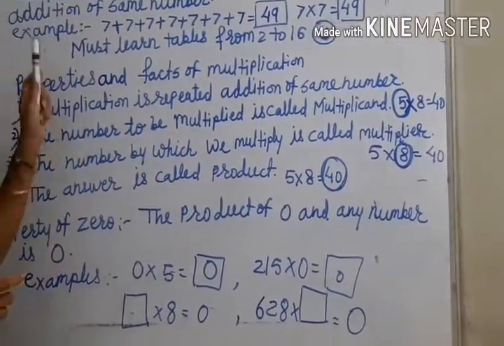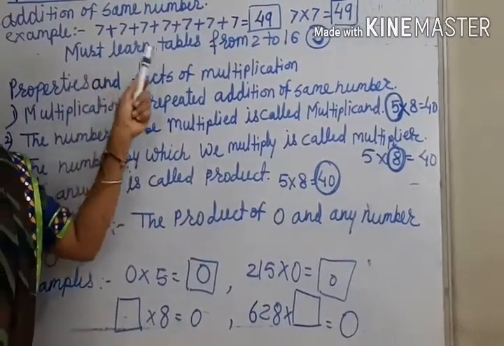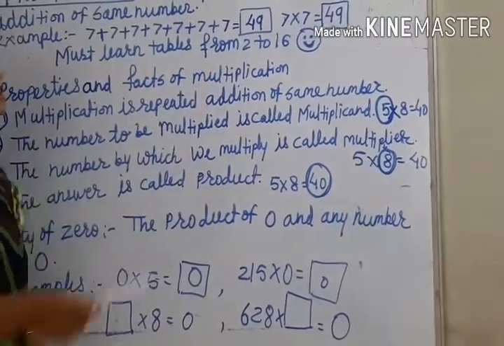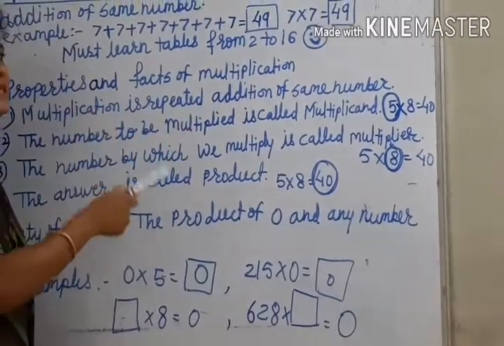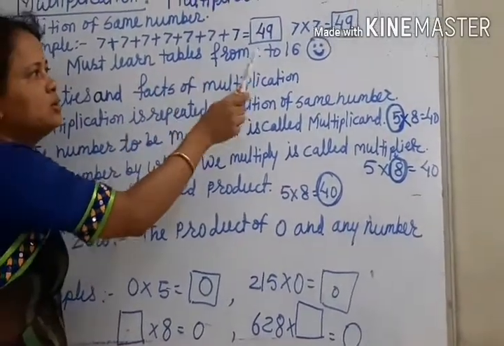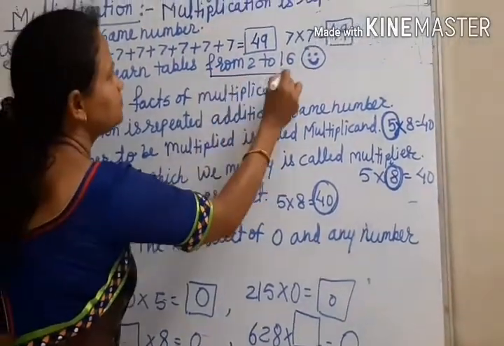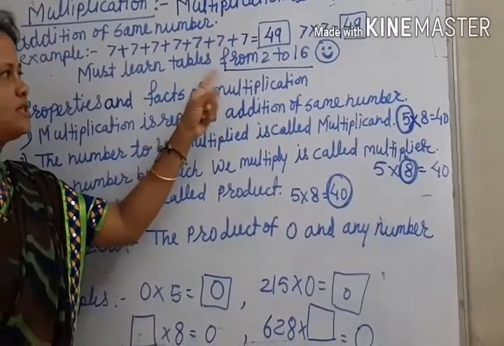For this multiplication lesson, students, it is a must for you to learn the tables from 2 to 16. You must learn the tables, then only you can solve all examples easily and with correct answers. You must learn the tables 2 to 16. So I think definitely you all will learn these tables.